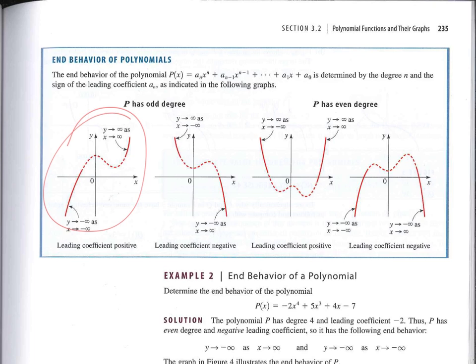Now, if the n is an even number, so 2, 4, 6, or 8, so if we have x squared or x to the power of 4, we would have this kind of thing if an is a positive number. But if it's not a positive number and it's an even degree, if n's even, we have something that looks like this.